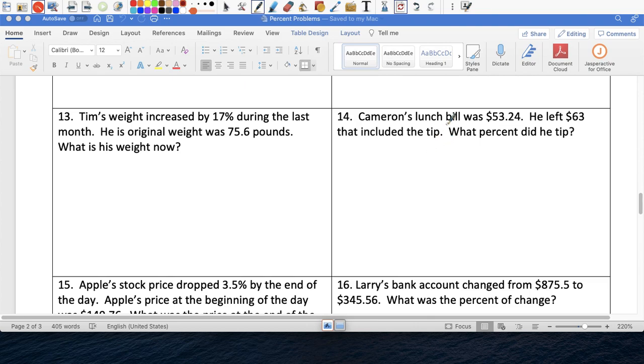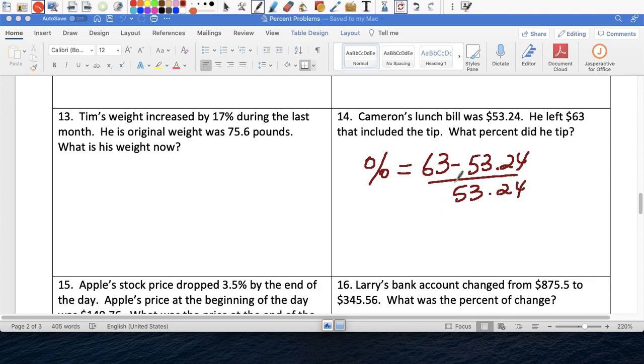Cameron's lunch bill was $53. He left $63. That included a tip. What was the percent of tip? Again, percent is new minus old over old. So the new price is 63. The old price was his lunch price without the tip. There you go, that's it. You're subtracting and then dividing.